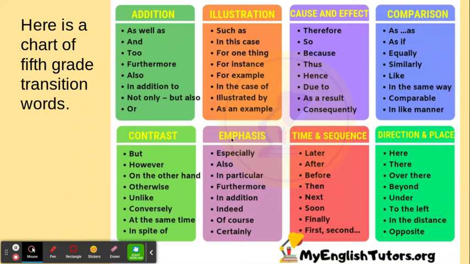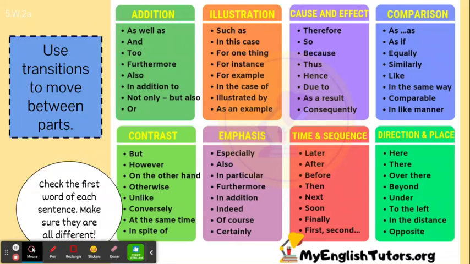Some allow us to emphasize or highlight a specific part: especially, in addition to, certainly. Some show time and sequence. You started using these at a very young age: in the beginning, or first, then, later, after. And some show direction and place, like here, or there, or over there. And we use transitions to move between parts. And we always check the first word of each sentence to make sure they're all different.